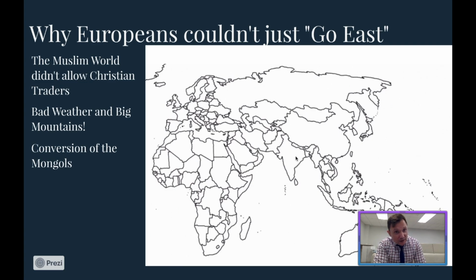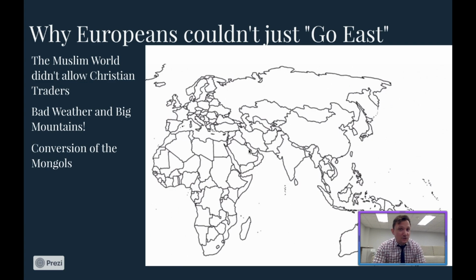Well, one of the biggest reasons why you can't do that is because the Muslim world will not allow Christian traders through their empire. Ever since the Crusades, this area right here on the map, okay, I'm going to make the cursor real big, this area right here on the map, and also in northern Africa, is controlled by the Muslim population, all right, or by the Umayyad Caliphate at this point, right?